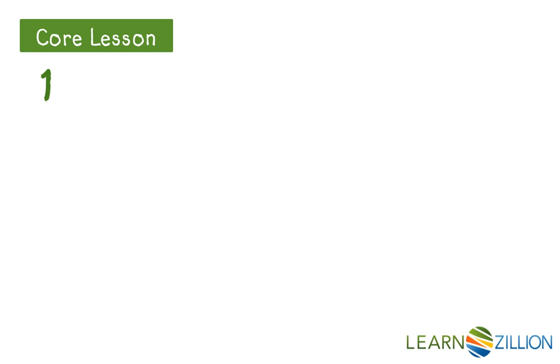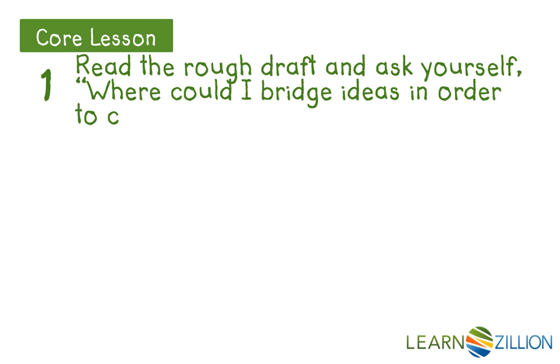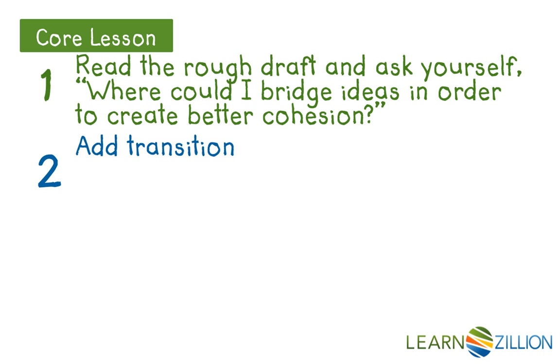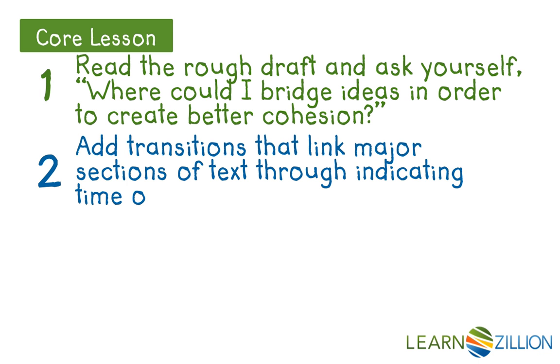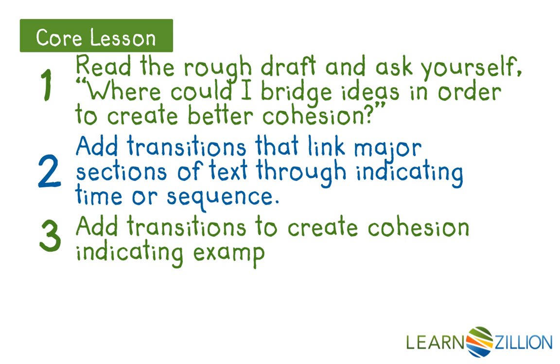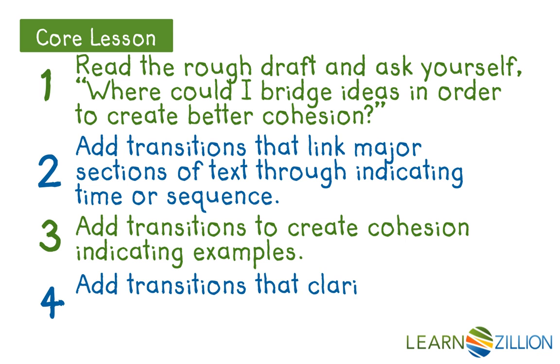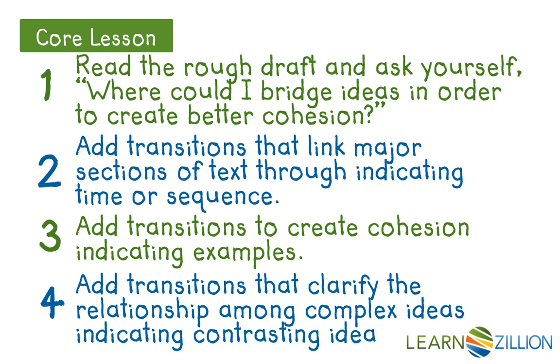The steps for this lesson are: 1. Read the rough draft and ask yourself, where could I bridge ideas in order to create better cohesion? And then second, add transitions that link the major sections of the text through indicating time or sequence. Then third, add transitions to create cohesion, indicating examples. And then last, add transitions that clarify the relationships among complex ideas, indicating contrasting ideas.